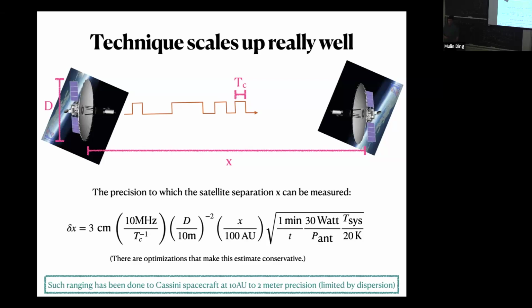So 2 meters and not centimeters? Oh yeah, actually it's because they only use 1 frequency. You have to use 2 to take out the plasma, and then actually you would be in the centimeter range. Good question.